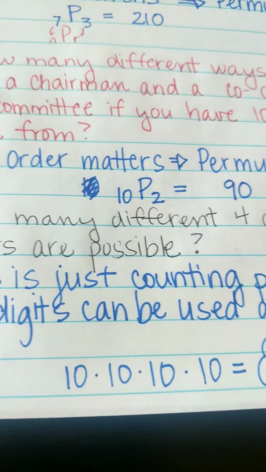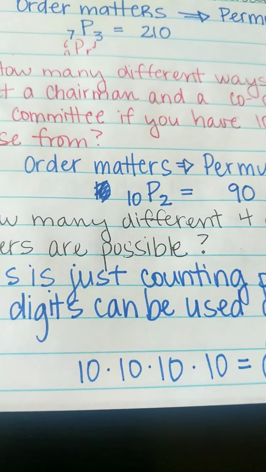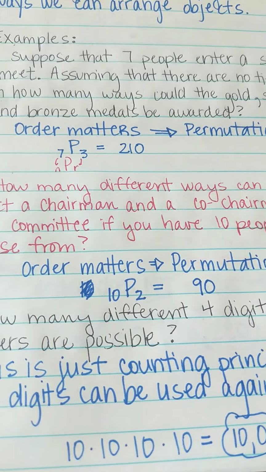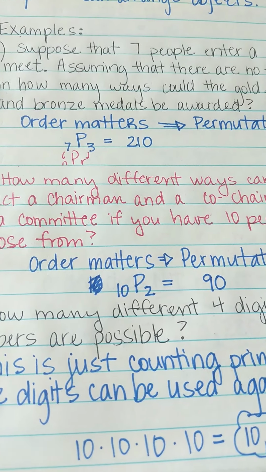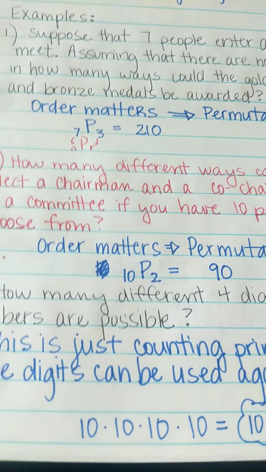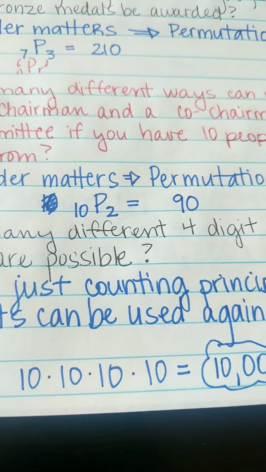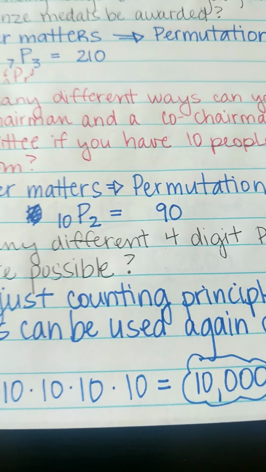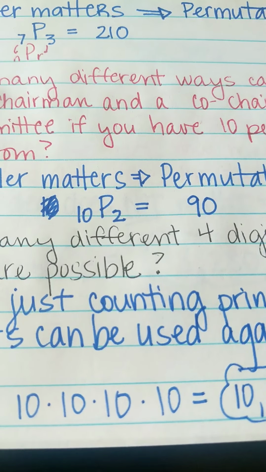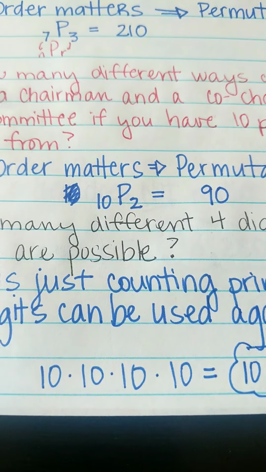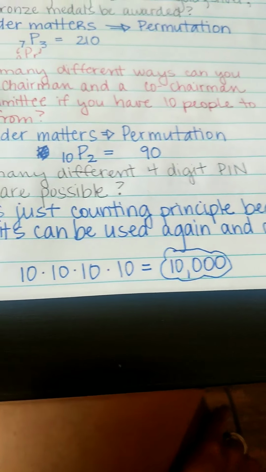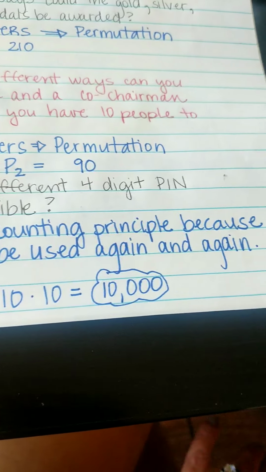Okay, next one says, how many different 4-digit PIN numbers are possible? Now, this is different than the last 2 examples. In the last 2 examples, if that 7th place person took 3rd, they can't take 1st, 2nd, 5th, 6th. So that's why we use a permutation. In this situation, it's different because my 4 digits can be used again. It could be 9999. So this is no longer a permutation or a combination. This is just that fundamental counting principle where we're going to multiply the number of possibilities for each spot times each other. So this is just counting principle because the same digits can be used again and again.